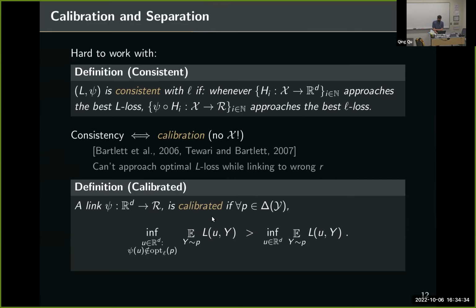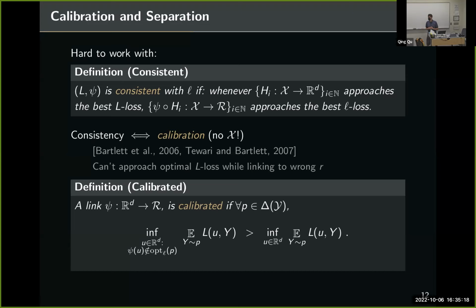We say that a link is calibrated if, and I'll just zoom through this, the minimum possible expected surrogate loss that you could achieve while linking to something that's not optimal under the target, so among all reports that will lead you astray, what's the best possible loss that you can get? That has to be strictly greater than the best possible loss overall, and in particular among reports that do link to the optimal target.